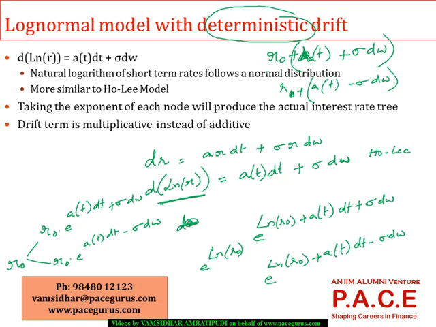So this factor was actually getting added to the current interest rate, whereas when we are talking about a lognormal model, the factor is actually getting multiplied with the current interest rate instead of getting added. So that is where we say the drift term is multiplicative instead of being additive in case of this lognormal model with a deterministic drift.